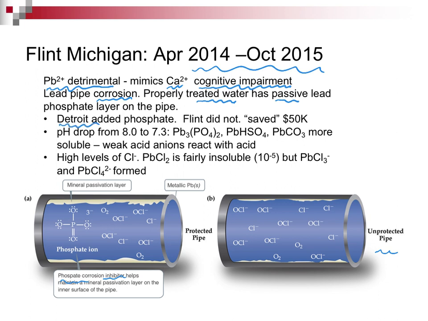Well, a big city like Detroit added phosphate to their water to keep the mineral layer passive. Flint did not. They quote unquote saved $50,000. Well, when that happened, the pH dropped, and when it dropped, they formed more lead compounds that were soluble, and you will learn that weak acid anions react with acid. So that's where the lead came from.